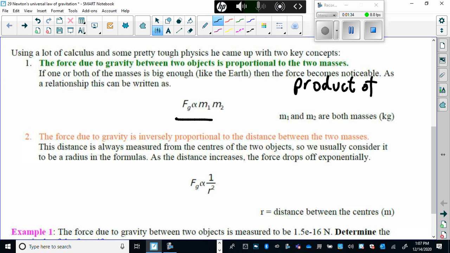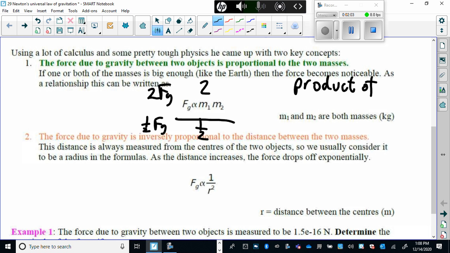Okay, and here it is right here. The force of gravity is directly proportional to the product of the masses. Therefore, if I, let's say, double one mass, then it means I doubled the force of gravity between them. If I halve one mass, then I have halved the force of gravity between them. So it's a direct relationship, fairly straightforward.